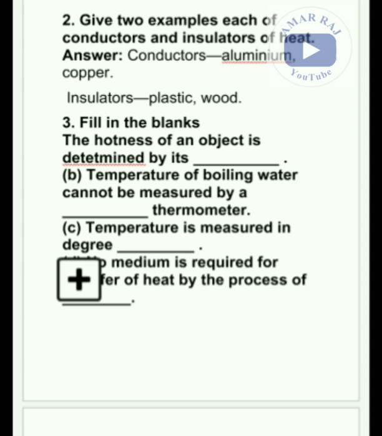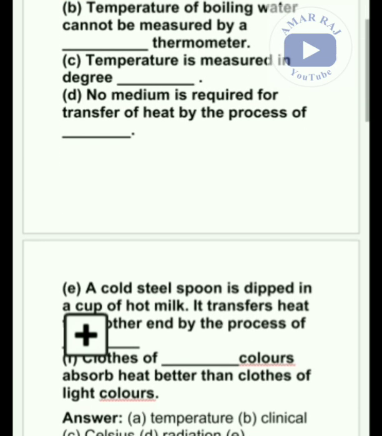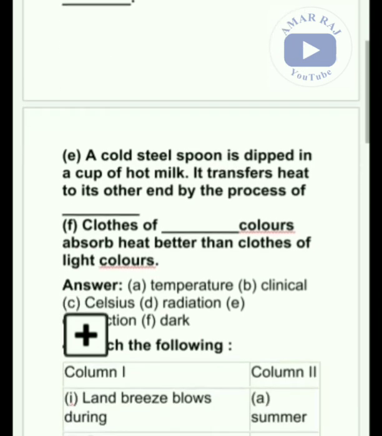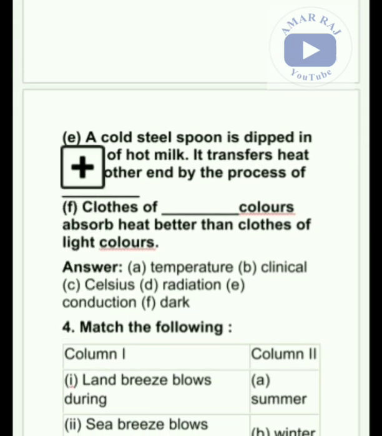So write Celsius here. Now D: no medium is required for transfer of heat by the process of dash. Which mode of transfer of heat does not need a medium? Obviously it is radiation. Now see 3E: a cold steel spoon is dipped in a cup of hot milk. It transfers heat to its other end by the process of, obviously a steel spoon is a conductor, so there is a process of conduction.